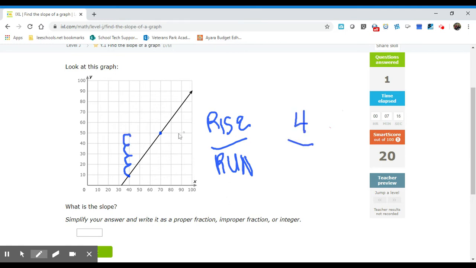Okay, so I'm going to go 1, 2, 3, 4 is my rise. And my run, I'm going to the right, so it's positive. So it's going to be 1, 2, and 3. So my slope is rise of 4, run of 3. So my answer is 4/3. Positive 4/3. So you put 4, fraction bar, 3.